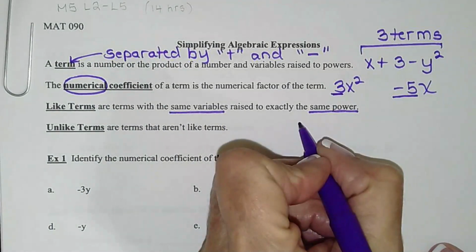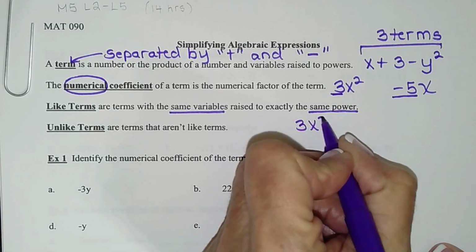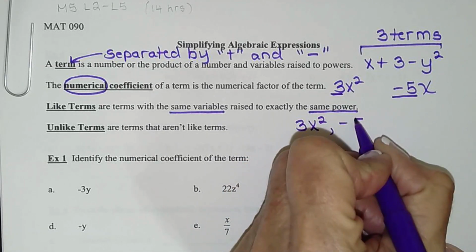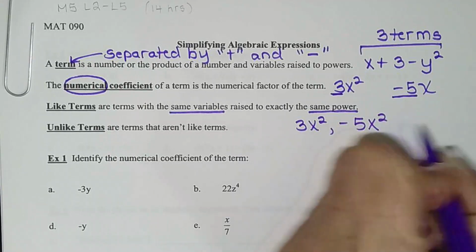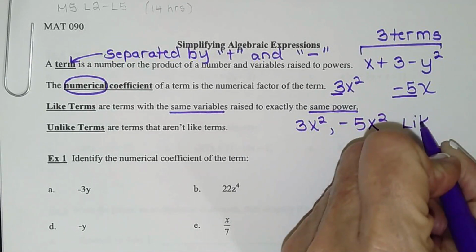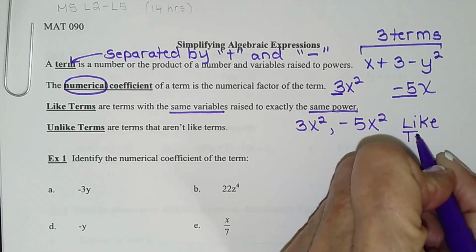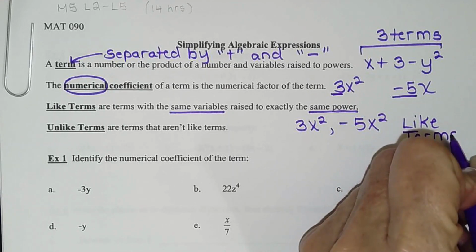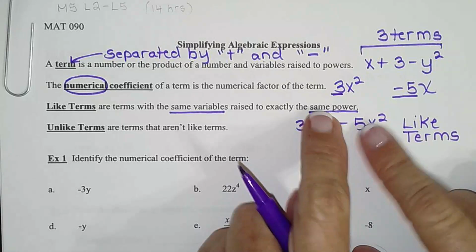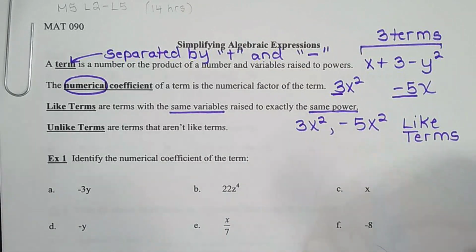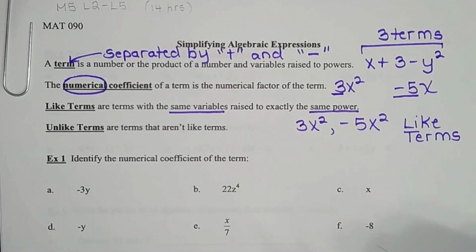So for instance, 3x squared and negative 5x squared would be like terms, because they both have an x and they have to have the same power. They both have a power of 2. For instance, you cannot add a power of 3 to a power of 2. A power of 2 can only be added to another power of 2. So that is like terms.